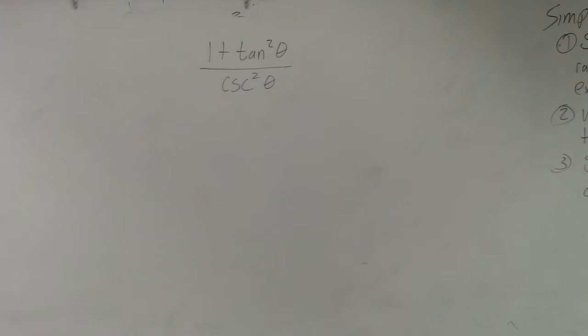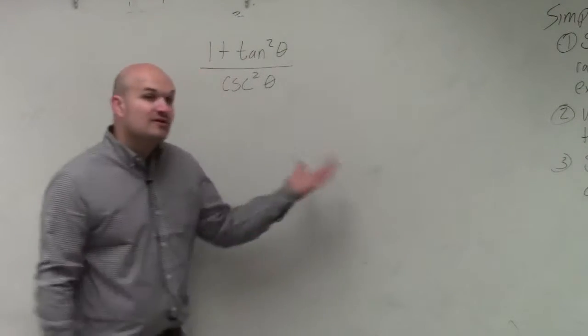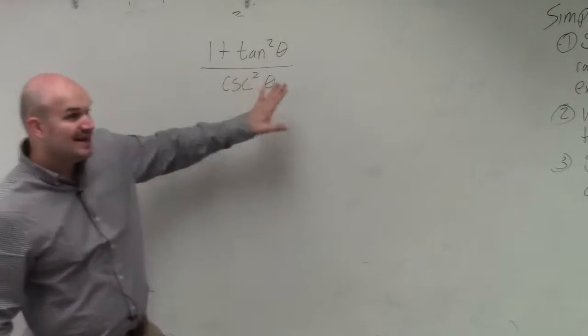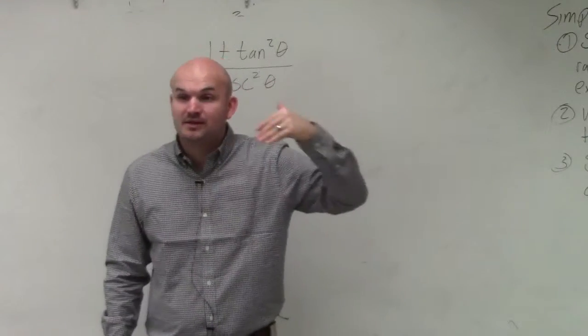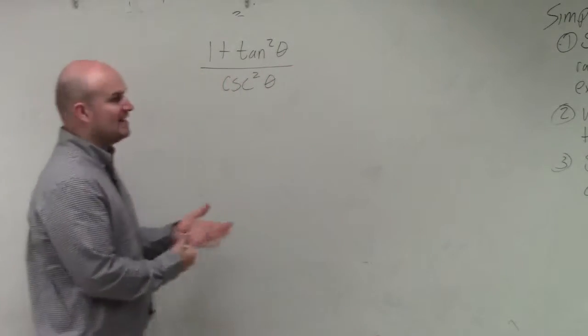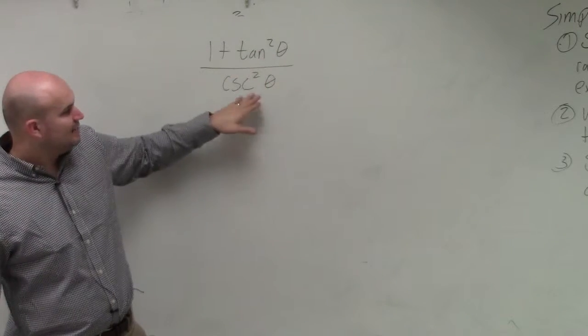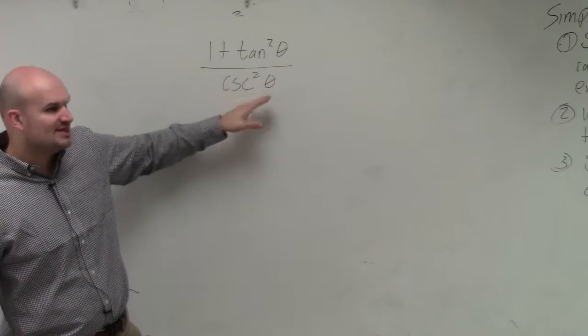So that's why I want to go over a lot of these examples to teach you guys what I'm thinking. First thing that I'm thinking, whenever I see a squared, I automatically think Pythagorean identities. Always. Now, I could have two Pythagorean identities. I have a Pythagorean identity with tangent squared, and I have a Pythagorean identity with cosecant squared.